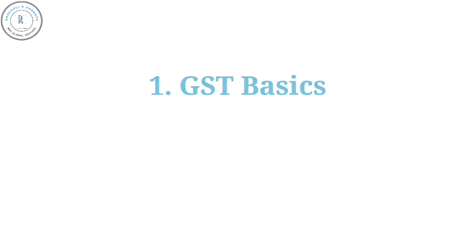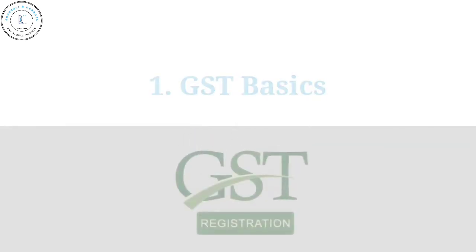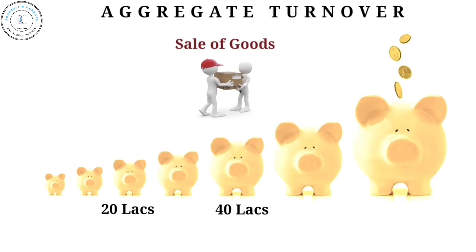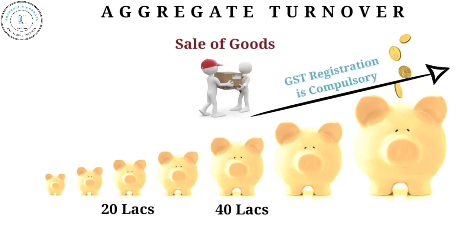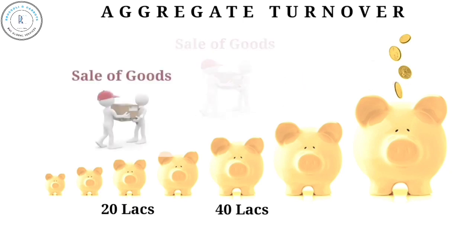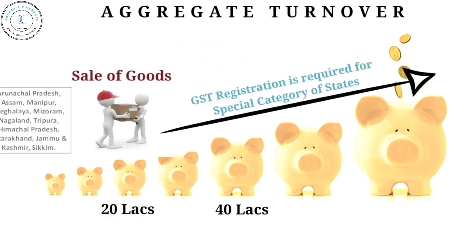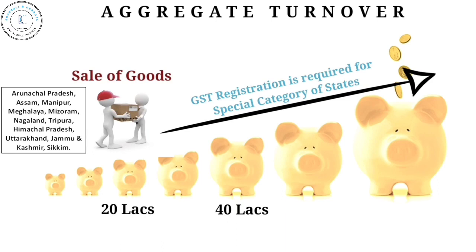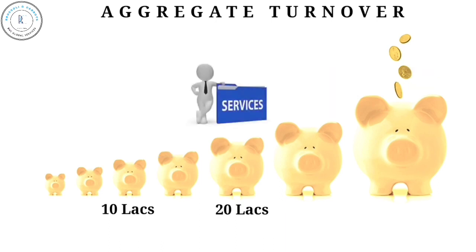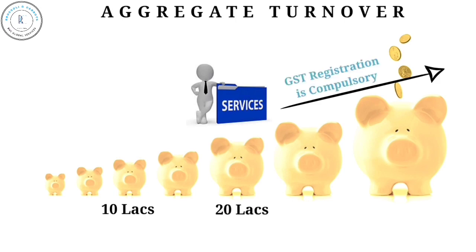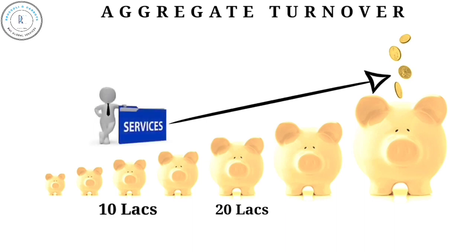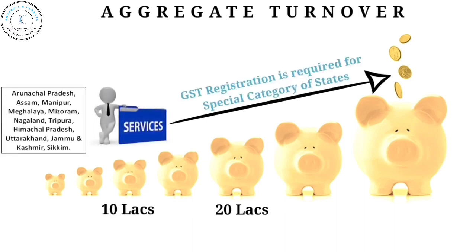Today, we shall be discussing the concept of GST registration. In case of sale of goods, if aggregate turnover exceeds 40 lakhs rupees, GST registration is compulsorily required. And if turnover exceeds 20 lakhs rupees, special category states are required to get registration. In case of services, if aggregate turnover exceeds 20 lakhs rupees, GST registration is compulsorily required. And if turnover exceeds 10 lakhs rupees, special category states are required to get registration.